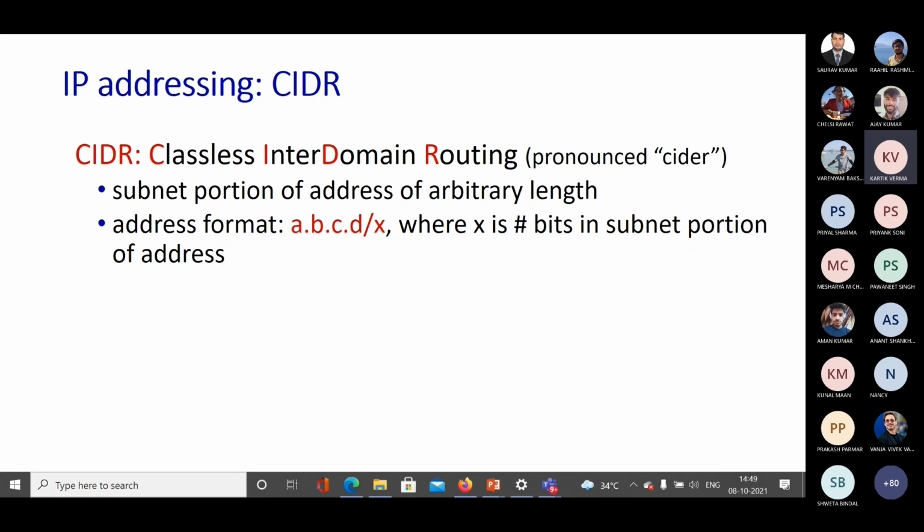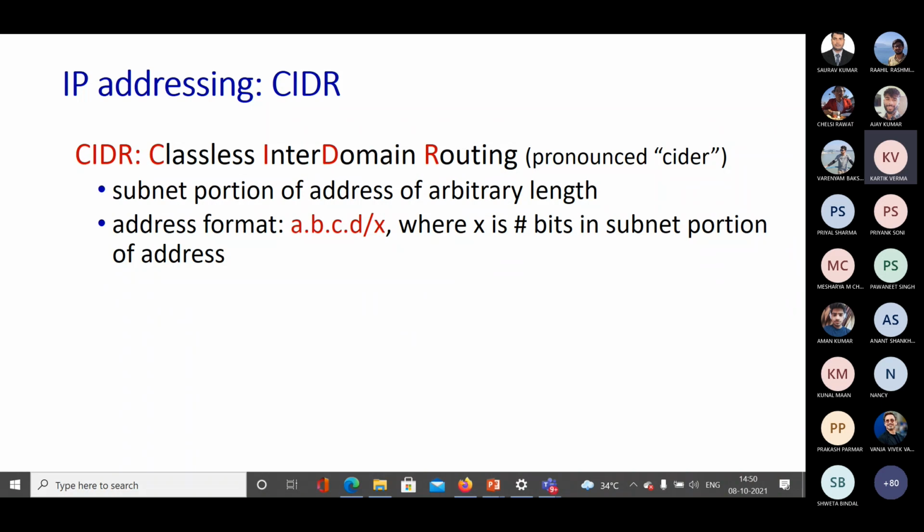Okay, so what we have in CIDR, as we have already seen, is an arbitrary length subnet part, which will define exactly the set of hosts which are connected without an intervening router. After the subnet part, the rest of the bits will determine exactly which host in that subnet. So we have seen that the address format is given as a.b.c.d/x, x defining the subnet portion of the address.